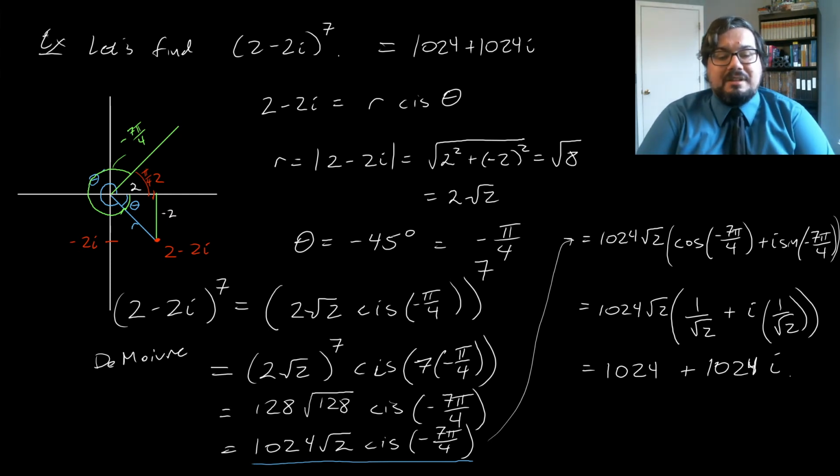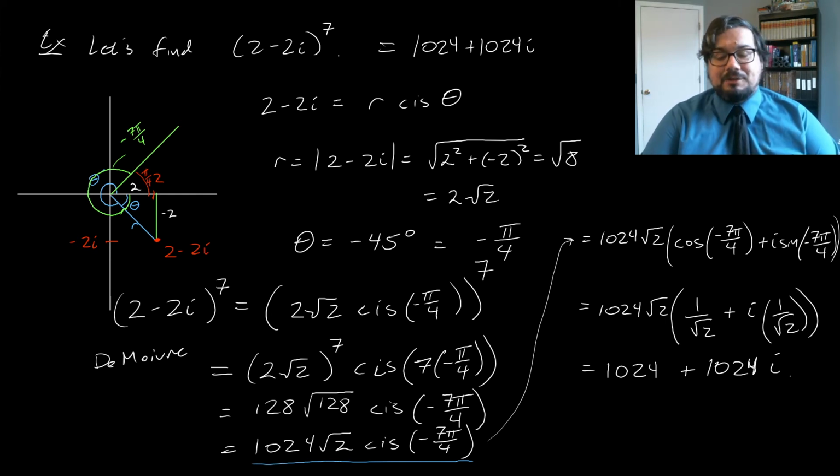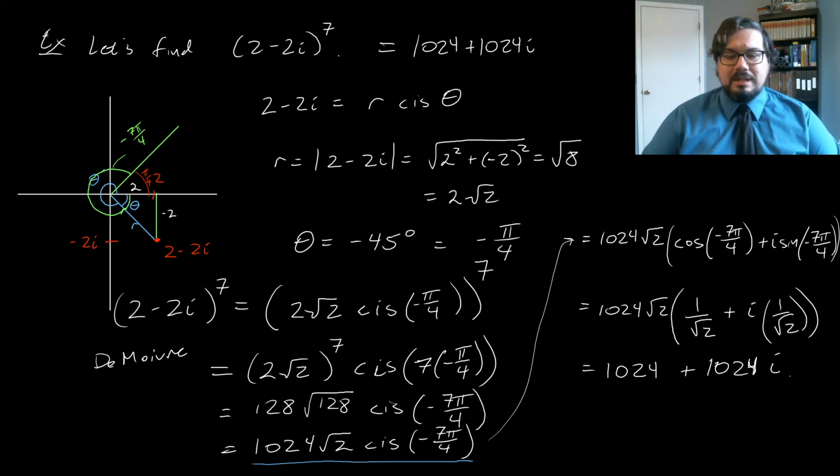Now, a few things to point out. First of all, we can see from this that we certainly need to go through some sort of process like this. We can't just take the 7 and apply it to the 2 and the negative 2 in the original problem. That wouldn't give us the right answer. And we can also see how efficient this method is. We can use this to compute any power we like of any trigonometric form that we like.